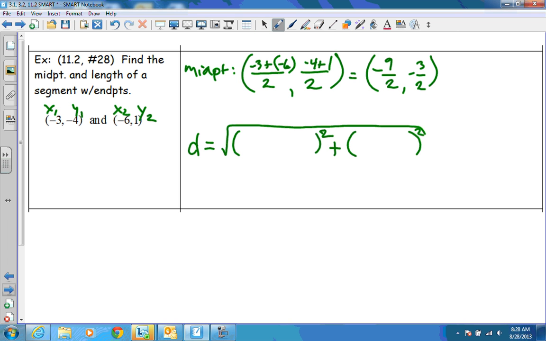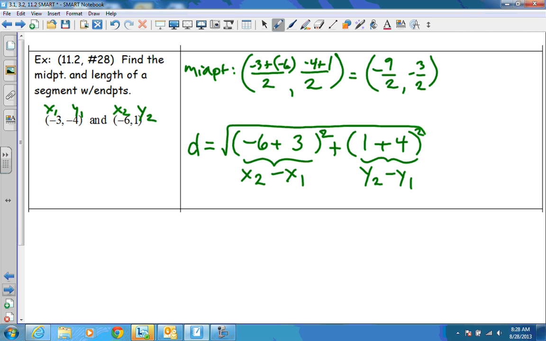Then what am I going to do in the middle of this one? What goes here? x sub 2 plus or minus? Minus x sub 1. Because you're finding a distance, so you have to subtract, like the end minus the initial. So we're going to have -6 minus -3, which makes that a plus 3. Right here, we're going to put y sub 2 minus y sub 1, which would be 1 minus -4, which is plus 4.